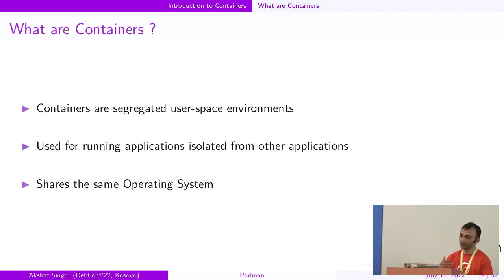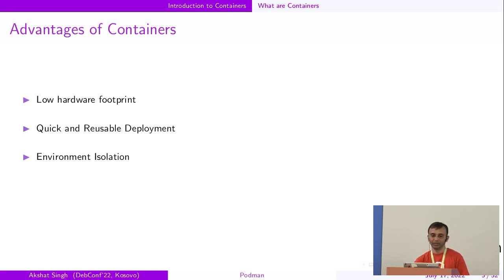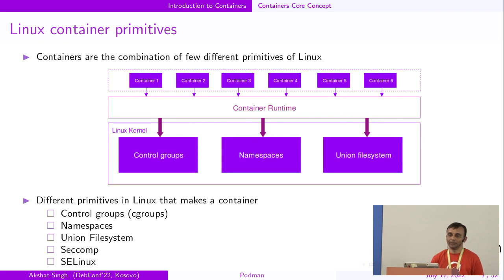They make use of Linux primitives. They are a combination of a few different Linux primitives like control groups, namespaces, union file system, seccomp, and SELinux. Basically, these are the core things which make up containers. So what do we use now?